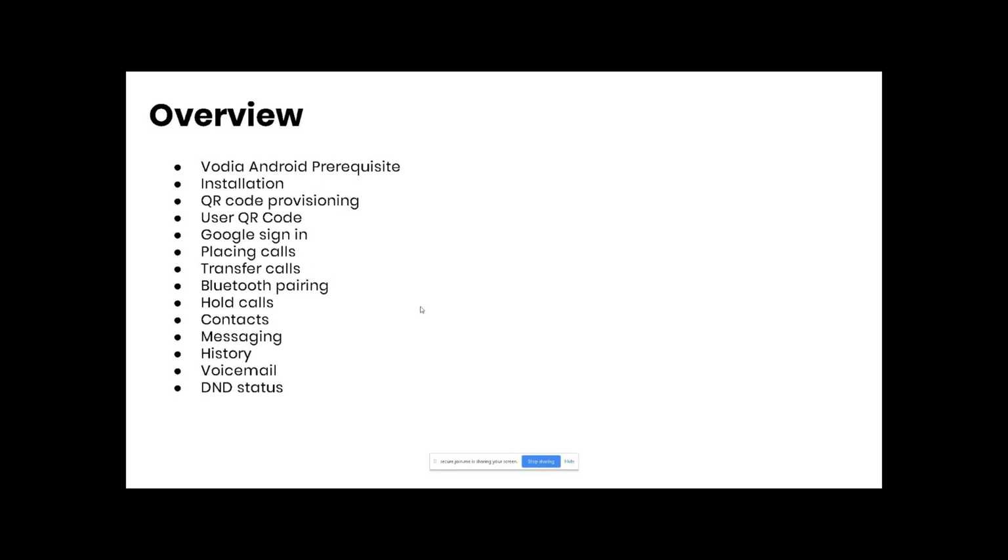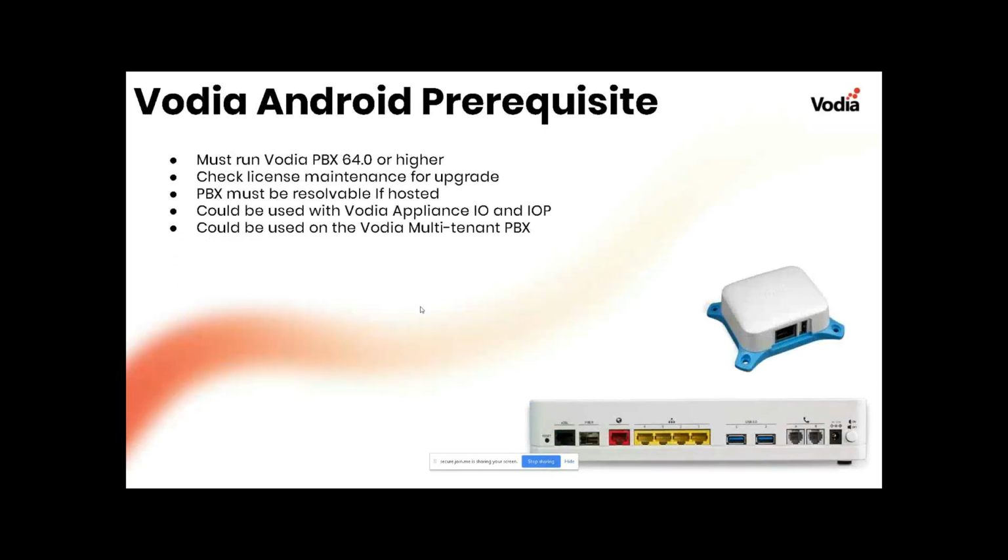Messaging is going to be your instant messaging chat between users on the PBX. There's a history showing your call history. Voicemail, talk about checking that and working with those. And then do not disturb status. I'm going to jump right in here.